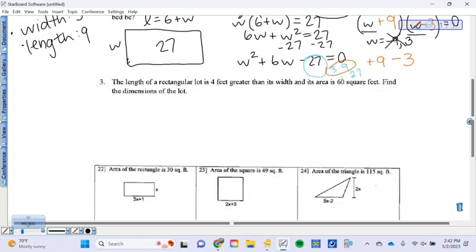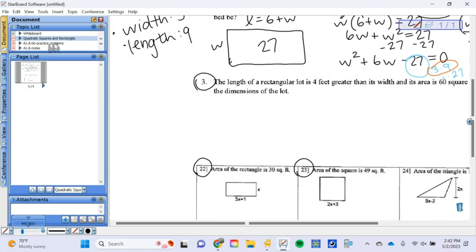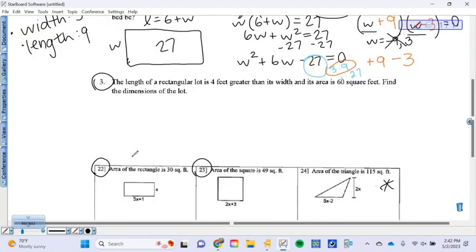All right, you guys have 18 minutes now to work on your assignment. Your assignment is number 3, number 22, number 23. This one's a bonus one. If you want to do it, you'll get extra credit points on it. So you have those 3 to do on here, and then this whole back page on your packet. The whole back page.